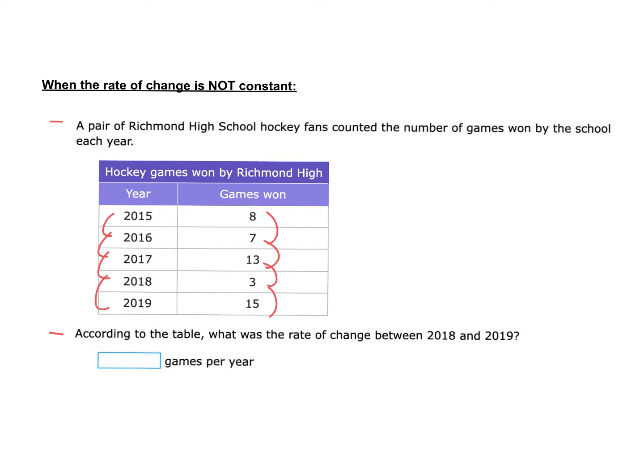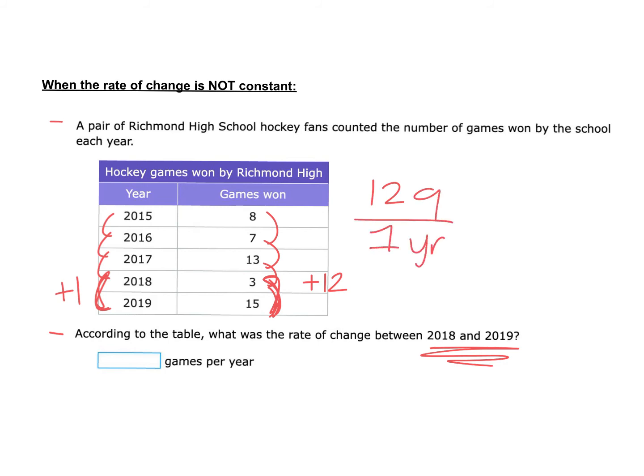So in this case, when it's not constant, we can find the rate of change for one set of pairs in our table. So between 2018 and 2019, it has gone up 1 year, and just these 2 points, 3 to 15, it has gone up 12 games. So we take 12 games over 1 year. 12 divided by 1 is 12, so it would be 12 games per year between 2018 and 2019.